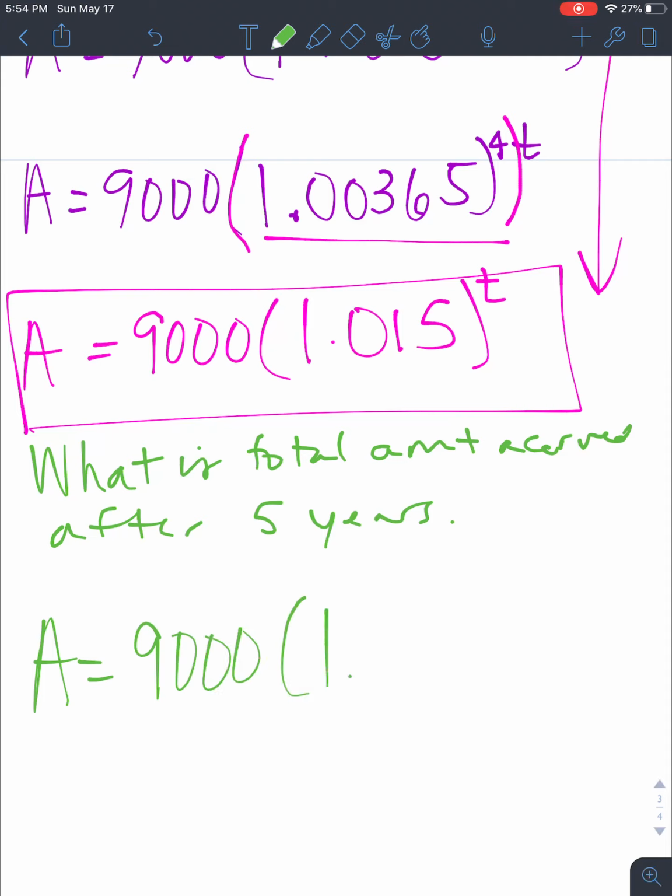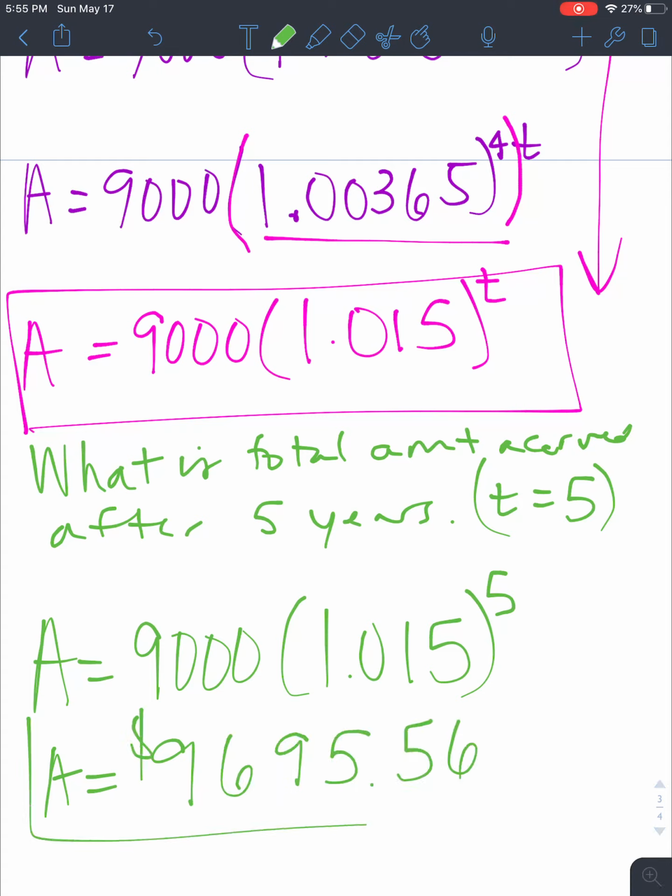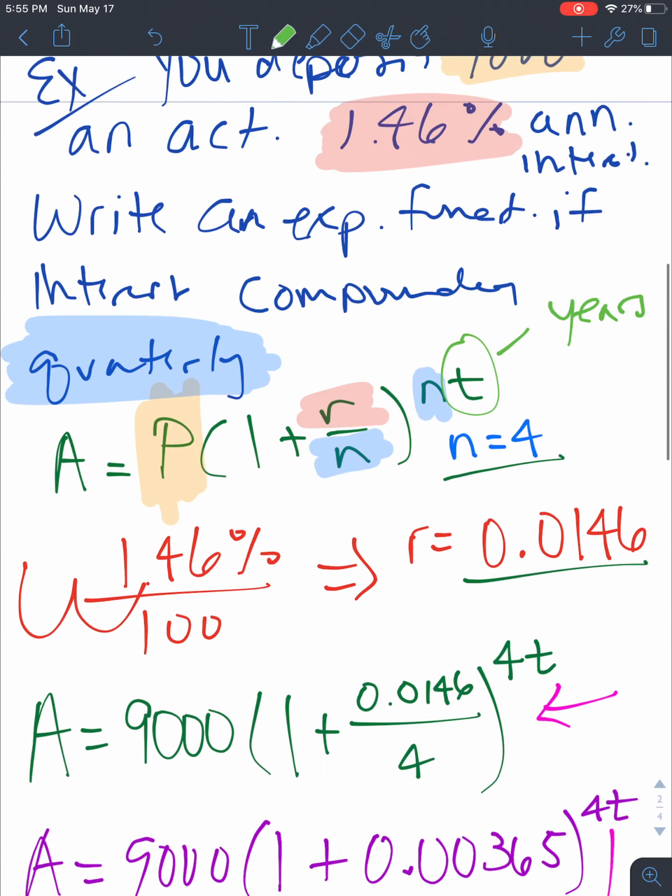So we get A equals 9,000 times 1.015. But this is telling us that T equals 5, and so instead of a T, I'm going to raise that to the 5th power. And then I follow my PEMDAS, so 1.015 to the 5th power is about 1.077. All right, and that times 9,000 gets me about $9,695.56-ish. All right, so that's the total amount accrued after 5 years. So that's all you have to do for these problems.